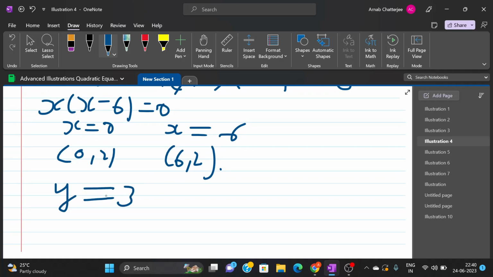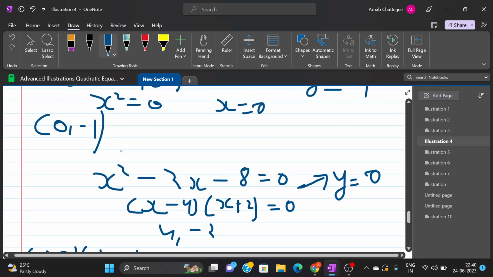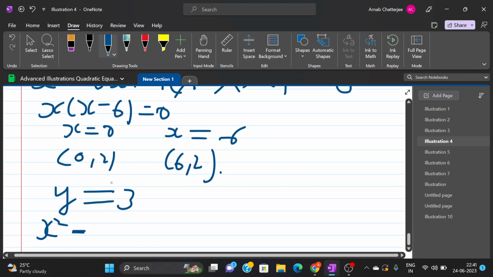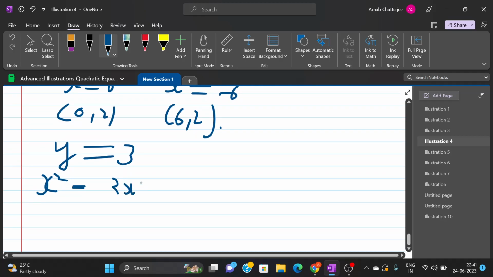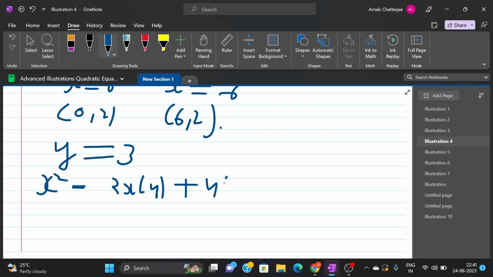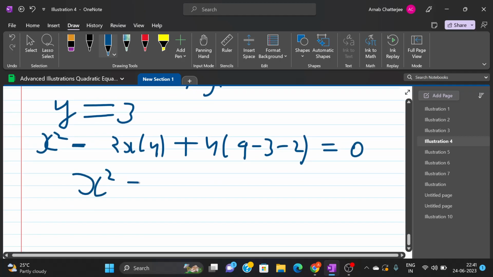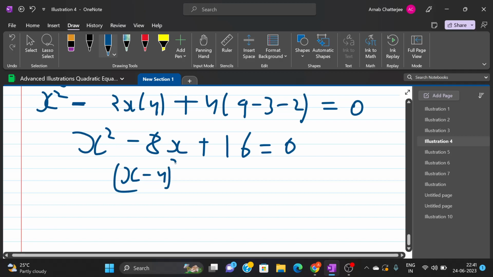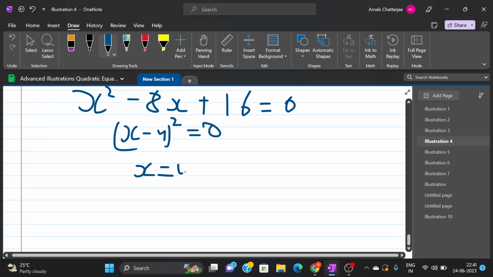Since y had only the possible values minus 1, 0, 1, 2, 3. So now we put y is equal to 3 and now the equation becomes x square minus 2x into 4 plus 4 times y square minus y minus 1 minus 2 equals 0. So this becomes x square minus 8x plus 16 equal to 0. So from here we have nothing but x minus 4 whole square equal to 0. So we have x equal to 4. And since x is equal to 4, the only solution here is 4, 3.